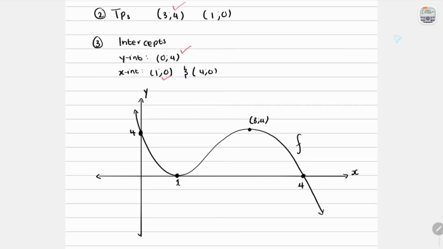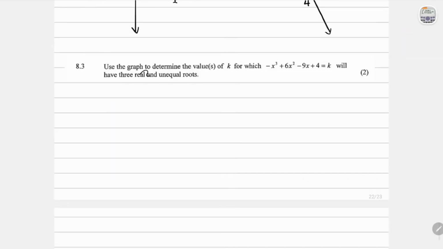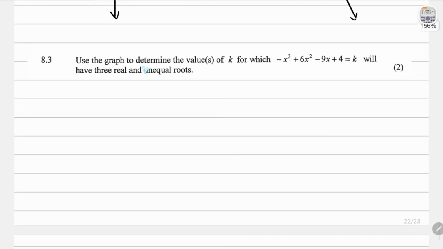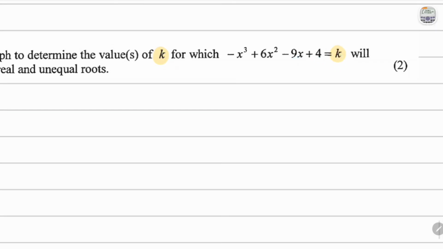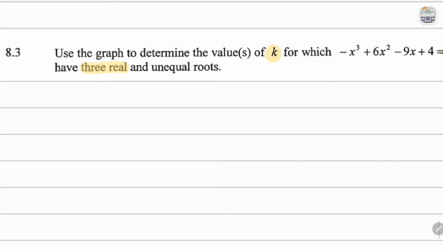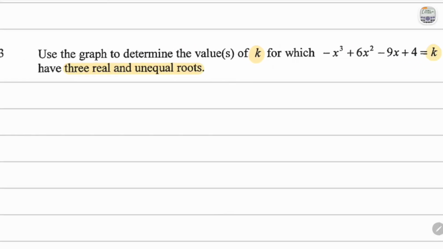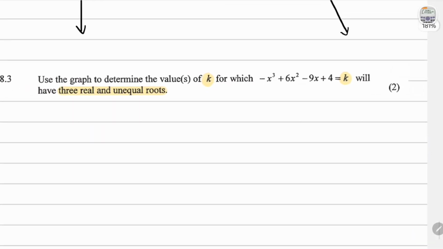Moving on to the next question. Question 8.3 says, use the graph to determine the value or values of k for which the function that we have, f(x) = k, will have 3 real and unequal roots. Okay, so we need to ensure that it has 3 roots.